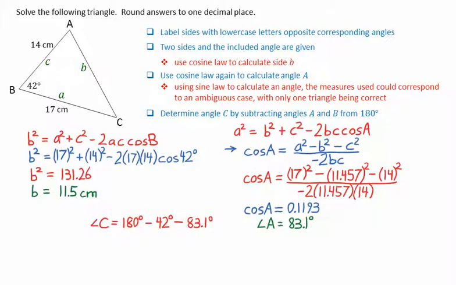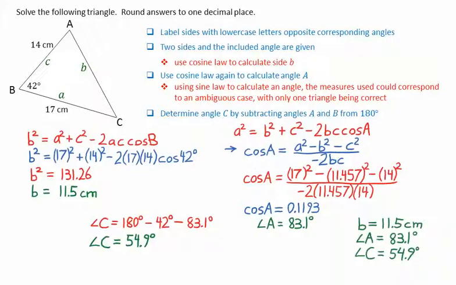We then figure out angle C by subtraction of 180 degrees minus the 42 degrees, which was angle B, and 83.1 degrees, which was angle A. This gives a result of angle C equals 54.9 degrees. We then have our results. Side B equals 11.5 centimeters, angle A equals 83.1 degrees, and angle C equals 54.9 degrees.